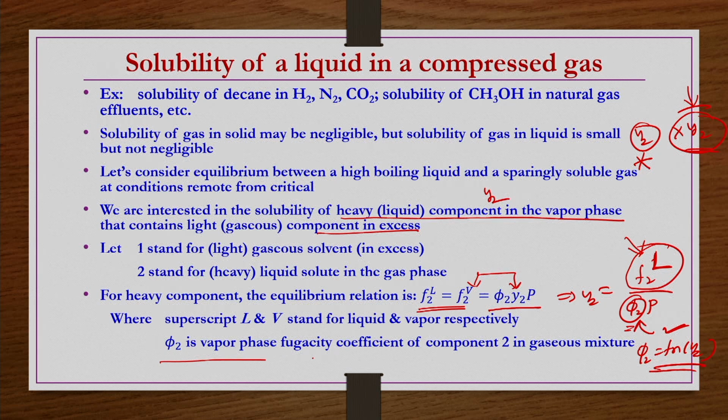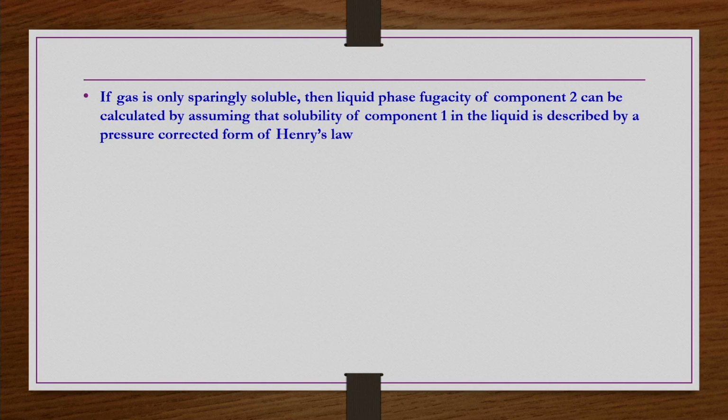Phi2 is vapor phase fugacity coefficient of component 2 in gaseous mixture. So, now what we do? We have to worry about F2L. That is, if the gas is sparingly soluble, then liquid phase fugacity of component 2 can be calculated by assuming that the solubility of component 1 in the liquid is described by a pressure corrected form of Henry's law. So, basically what we are saying for vapor phase, like we have this relation, we are trying to have a similar relation for the liquid phase also.